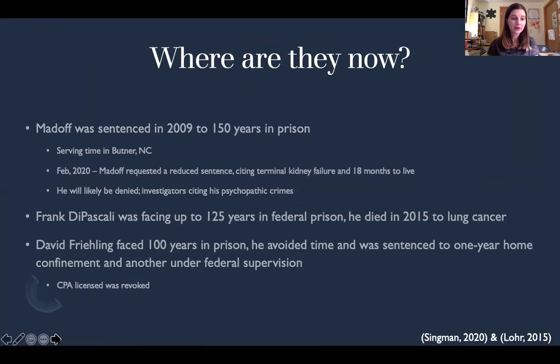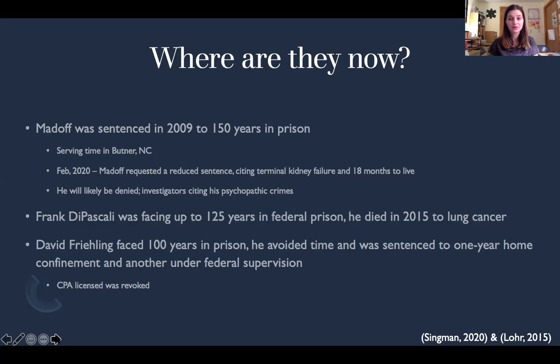So where are they now? So Madoff was sentenced in 2009 to 150 years of prison. He is currently serving time in Butner, North Carolina. And just recently, as of February this year, he requested a reduced sentence, citing terminal kidney failure and 18 months to live. He will likely be denied, but investigators are pushing prosecutors to deny his release, saying that his psychopathic crimes deserve for him to die in jail.